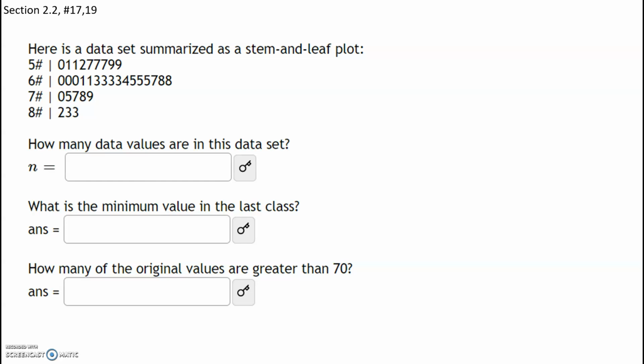Here's a data set summarized by a stem and leaf plot. How many values are in this set? So remember that each leaf represents one value. So let's count how many leaves we have. 1, 2, 3, 4, 5, 6, 7, 8, 9, 10, 11, 12, 13, 14, 15, 16, 17, 18, 19, 20, 21, 22, 23, 24, 25, 26, 27, 28, 29, 30, 31, 32, 33. So unless I missed something, it should be 33 leaves. So we have 33 values, and each leaf represents one value.